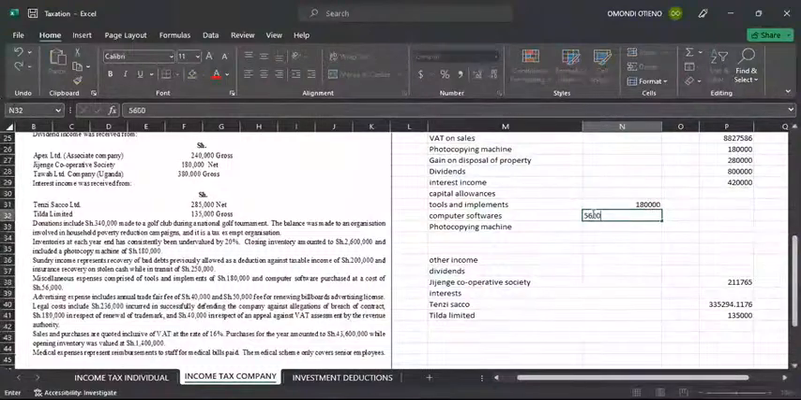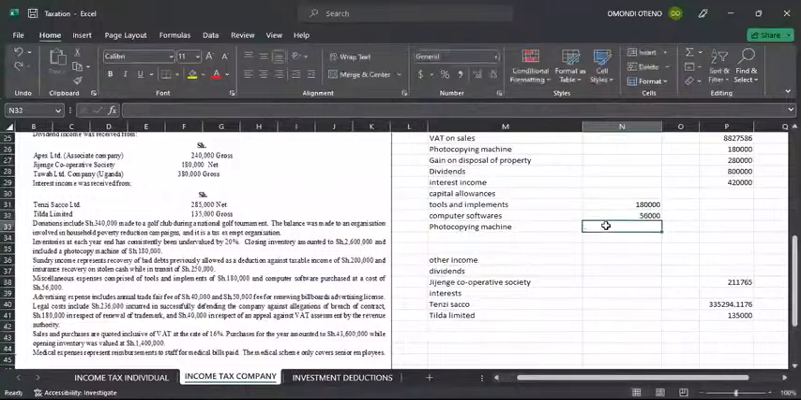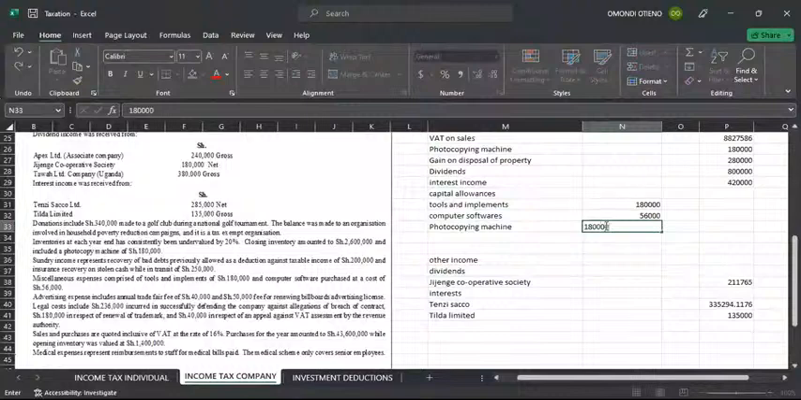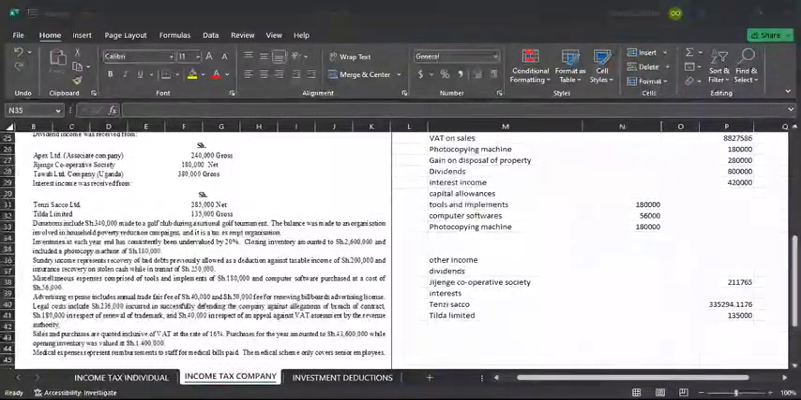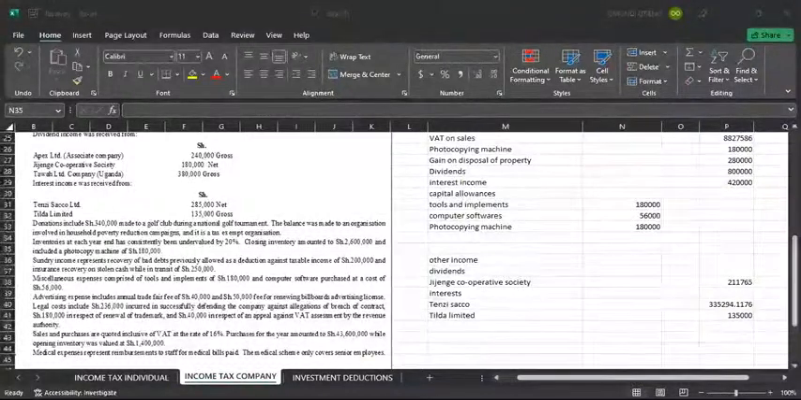Computer, we have 56,000. Photocopying machine, we had also 180,000. So once we have that, sasa turudi kwa KRA website. Let's get to the KRA website and check those rates. They are given. They are indicated there.